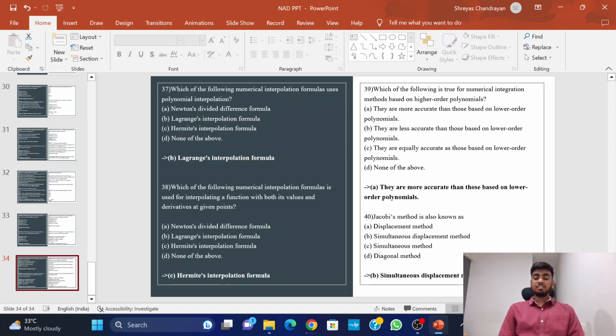Question number 40: Jacobi's method is also known as which method? A, simultaneous displacement method; B, diagonal method. So the correct option is A, simultaneous displacement method.